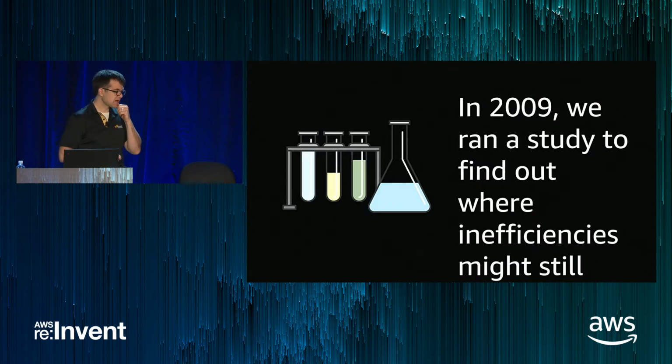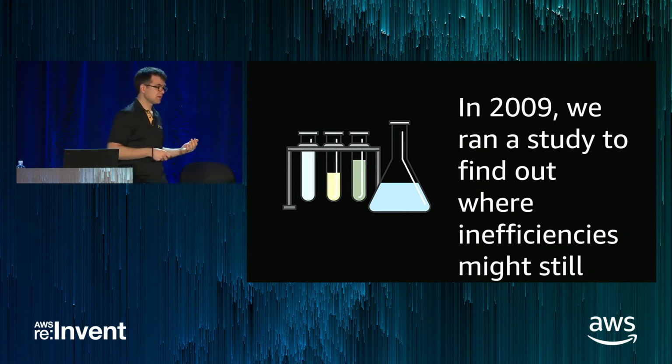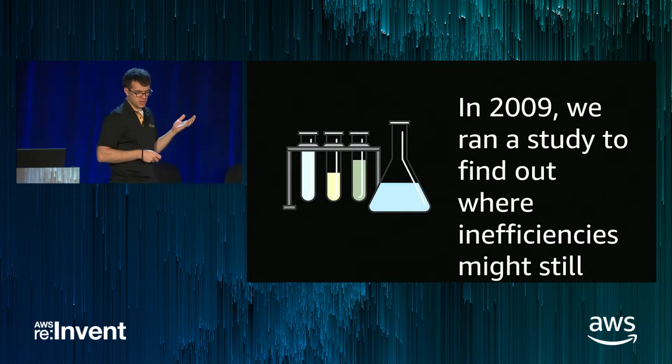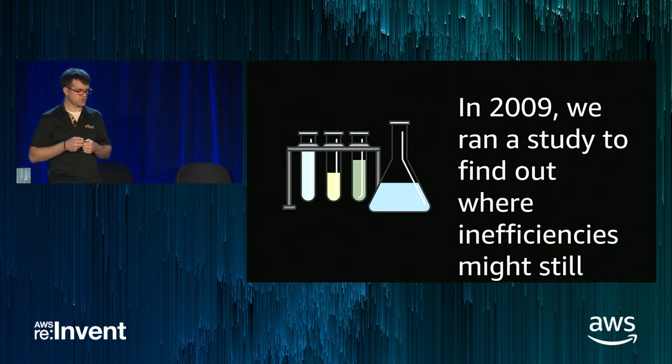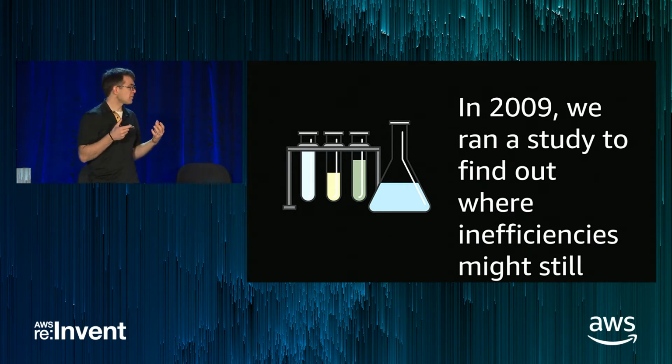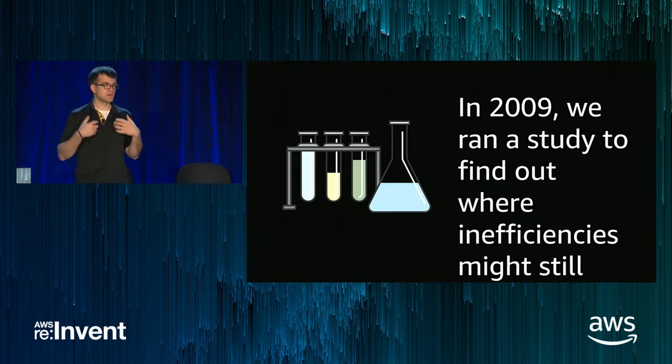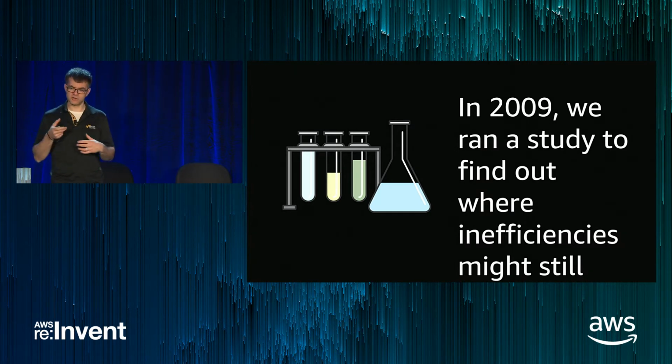So in 2009, we actually ran a study, and it's called Understanding Amazon's Software Development Process Through Data. I think John Rouser was the author. You can go find this. But we did this study to try to understand where there might still be inefficiencies. Amazon is about data, using that data to understand how we can improve. So that's what this was about. And we found some interesting things.